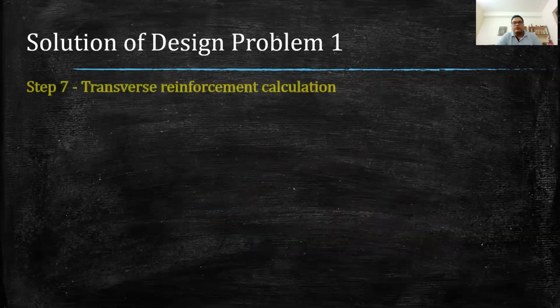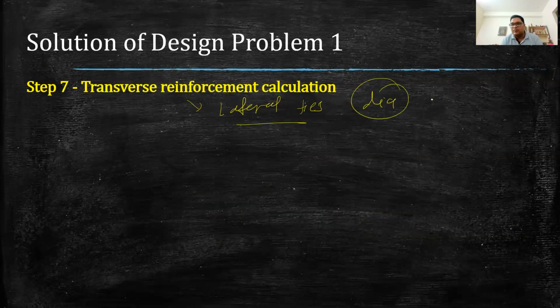Now we will move to the next step, which means we have to find out transverse reinforcement. In the form of transverse reinforcement, we will be calculating basically the lateral ties. So first we will find out the lateral ties dia and pitch. What should be the spacing of lateral ties? These two things we will find out as per IS code.